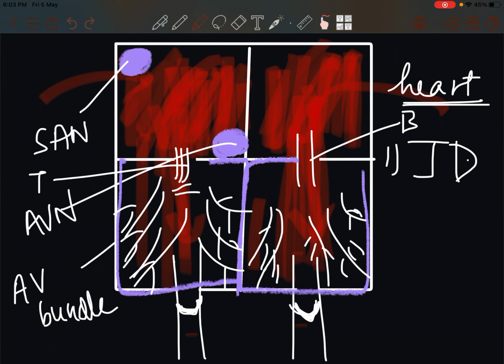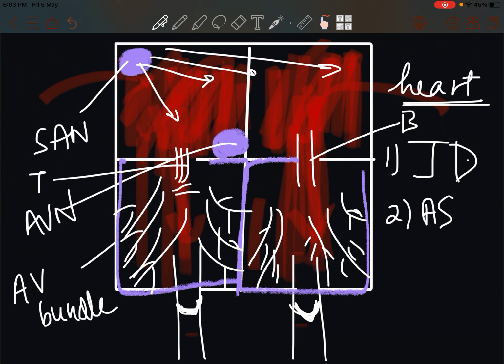Now let's proceed. Okay, the next thing that happens is atrial systole. So our atria contract, both atria contract simultaneously, and the sinoatrial node generates an action potential because of which both atria contract simultaneously, right? It causes both the atria to contract. This action potential is sent to both atria, which stimulates contraction.